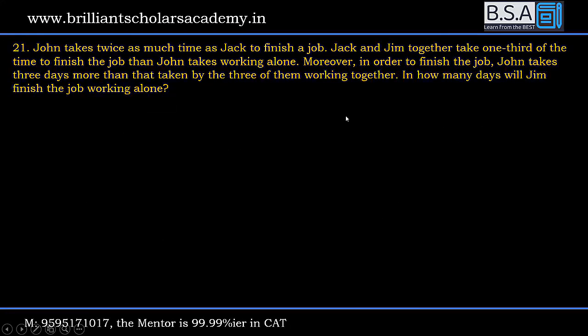John takes twice as much time as Jack to finish a job. Jack and Jim together take 1/3 the time to finish the job than John takes working alone. Moreover, in order to finish the job, John takes 3 days more than that taken by three of them working together. How many days will Jim finish the job working alone?